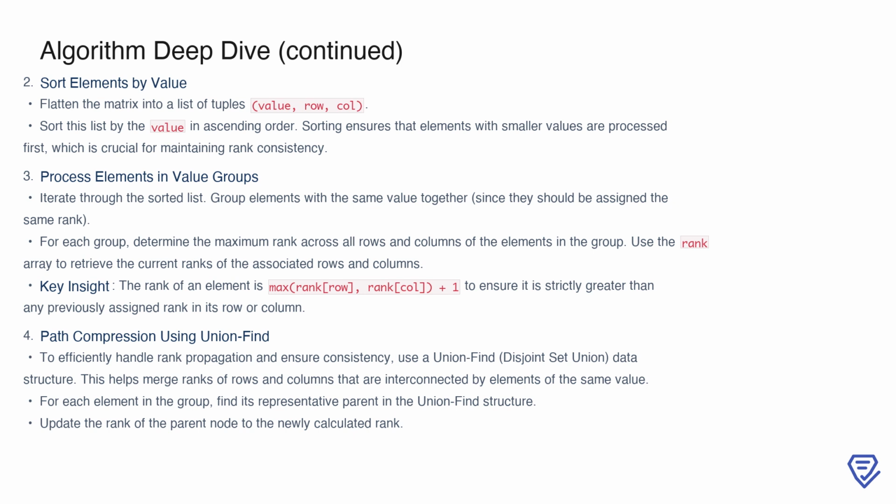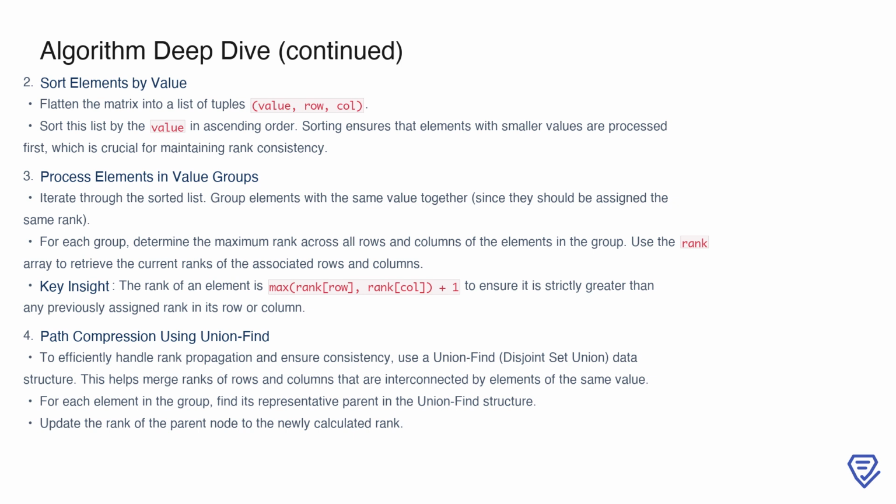After sorting, we process elements in groups based on their value. For elements with the same value, we calculate their ranks together because they must share the same rank. To determine the rank within a group, we look at the maximum rank currently assigned to their respective rows and columns using the rank array. The rank for an element is set to the maximum of these values plus 1, ensuring that it is strictly greater than any smaller element in the same row or column.